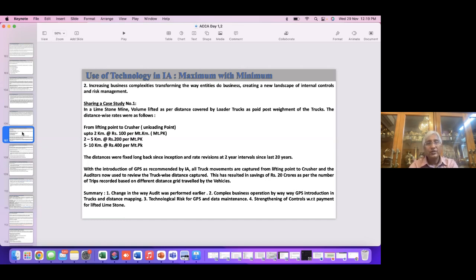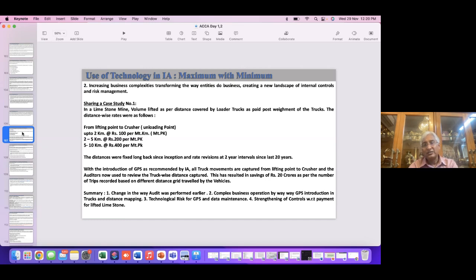So the company agreed to install GPS in every vehicle. With the introduction of GPS, as recommended by the Internal Audit and Control Department, all truck movements are captured from lifting point to crusher, and the auditors now review the truck-wise distance captured.